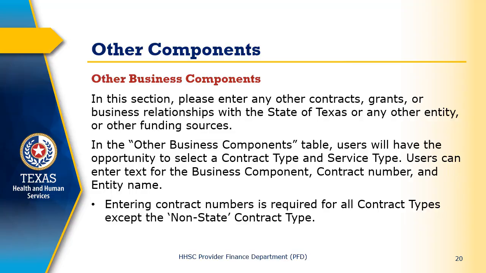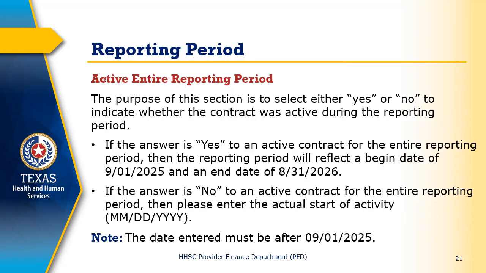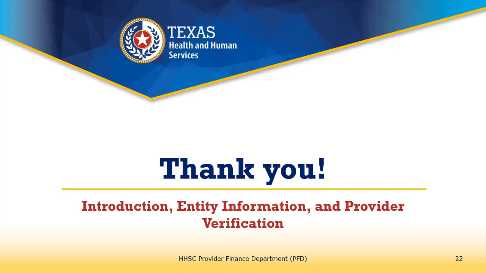The next section describes the process for determining if your contract was active for the entire reporting period. Section 3, Reporting Period section, inquires whether your contract was active for the entire reporting period. You will need to select either yes or no to indicate the status of your contract during this time. If you select yes, the reporting period will be documented as September 1, 2025. Conversely, if you select no, please provide the actual start date in the month, date, year format. Please make certain that this date falls after September 1, 2025 to ensure accurate reporting.